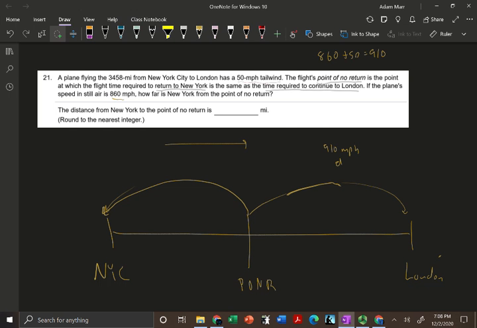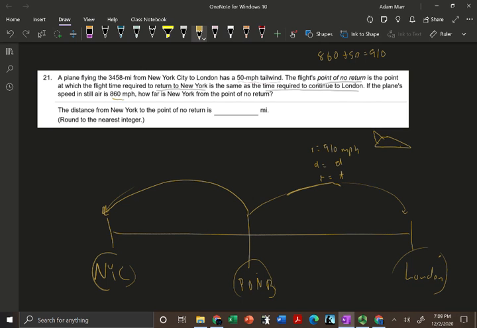And the time, again, I also don't know, but what I do know is the time is going to be equal going from the point of no return to London as it is going from the point of no return back to New York City. Okay, so that's what we have right here. If I have some plane going in this direction, my rate is 910. My distance, I'm just going to call D, and my time, I'm just going to call T.